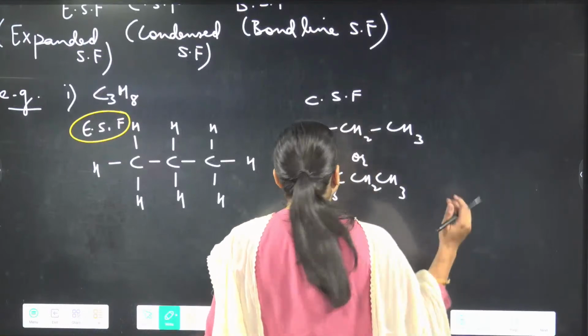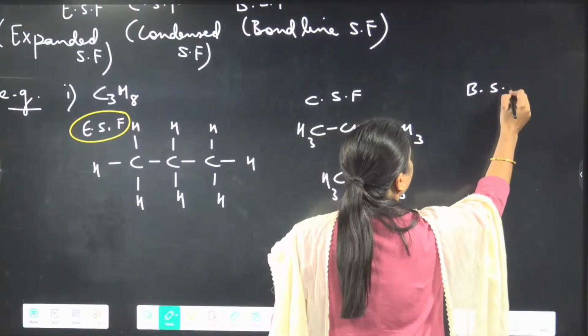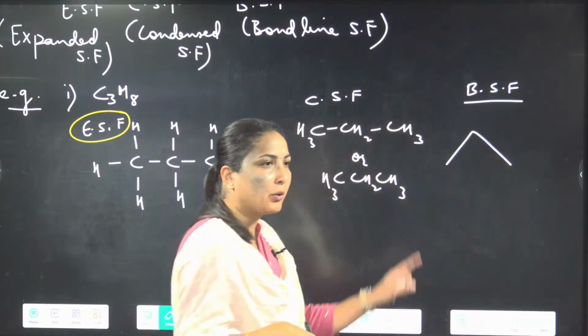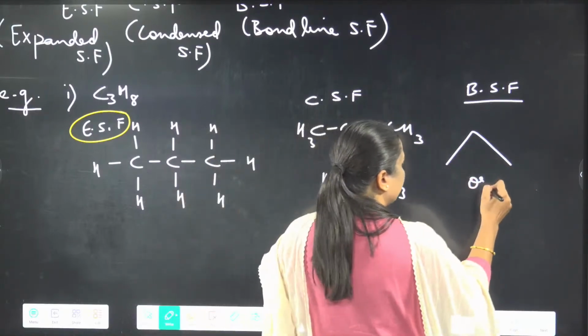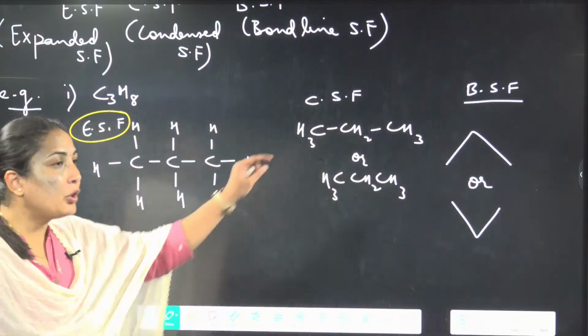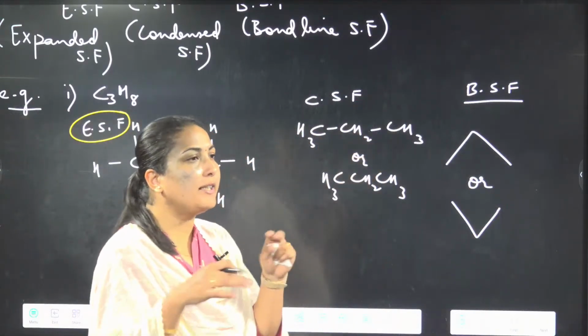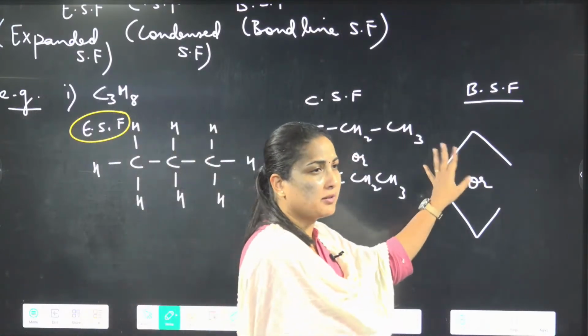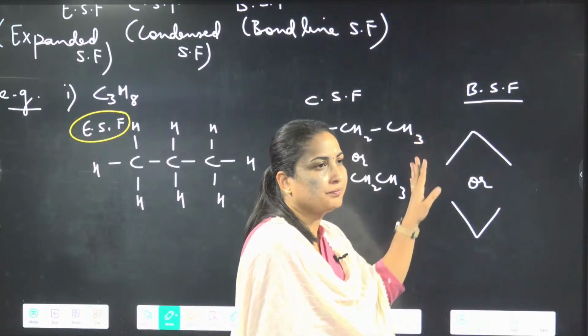Now, when it comes to bond line structural formula, basically I'll be able to draw a zigzag. I could have drawn like this also, or like this also. And we will not be showing hydrogen here. If at all any heteroatom is there later on, we can show that. But we do not explicitly show hydrogen. Getting it?